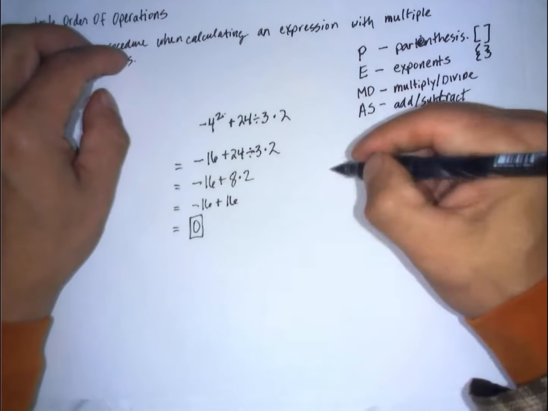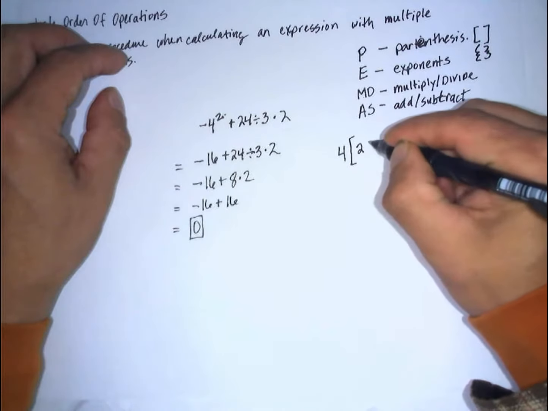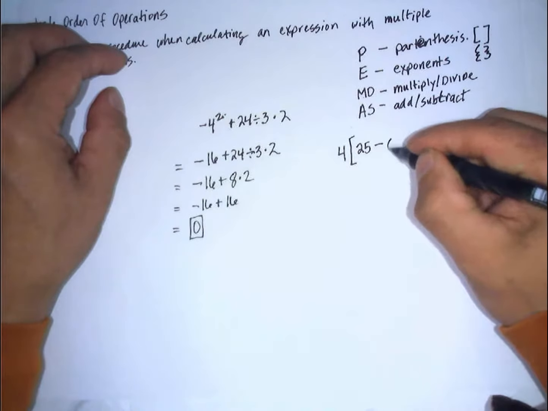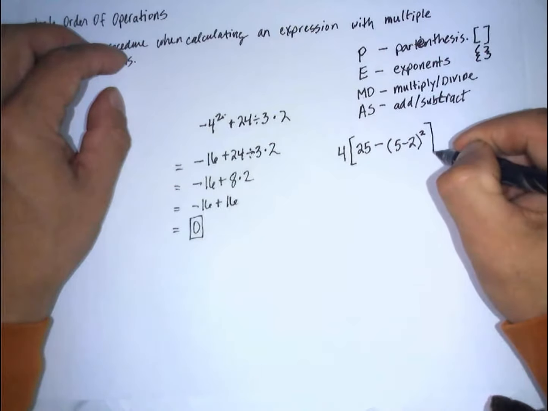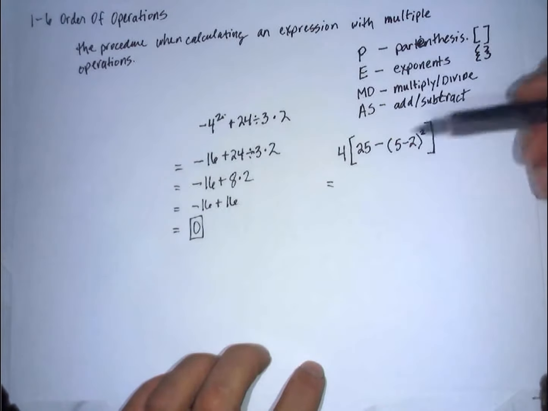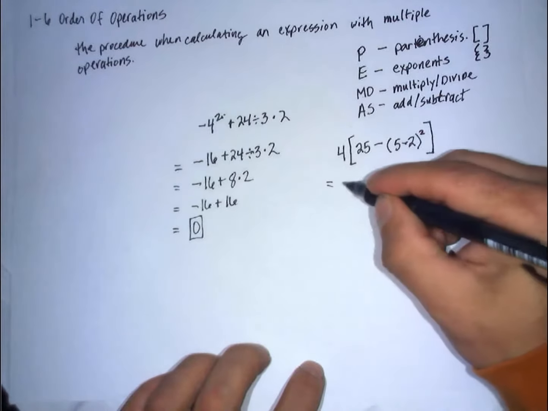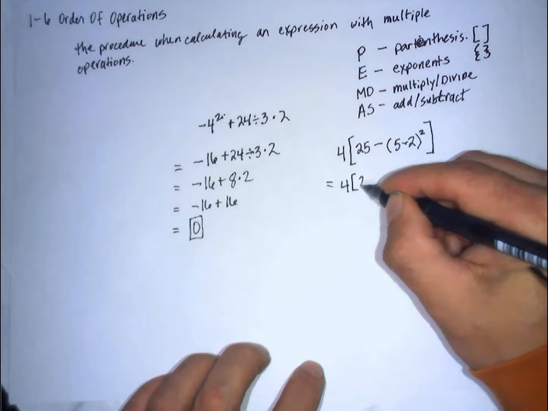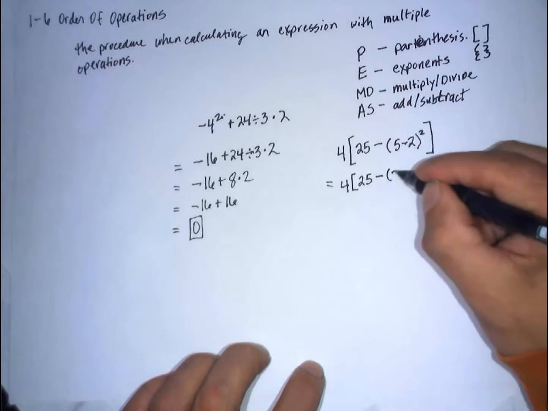Okay, let's look at another example. We're going to have 4 times the quantity 25 minus the quantity 5 minus 2, squared. So here we have 2 sets of brackets. So the first thing we're going to do is the innermost parentheses first, and that's right here. 5 minus 2. So everything else is going to stay the same. And 5 minus 2 is 3.